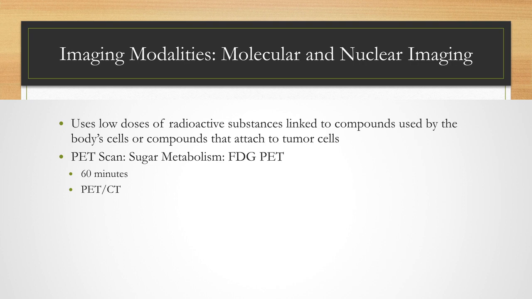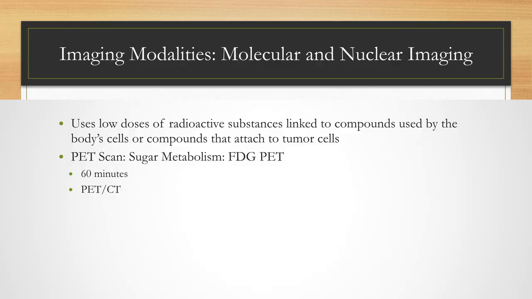And then molecular nuclear imaging is a whole other world within radiology itself. It uses low doses of radioactive substances linked to compounds that the body normally uses. The most common one in cancer imaging is called PET scan. Basically, it's just putting something radioactive on a sugar molecule to make it really simple. The technologist injects this compound, and then you wait 60 minutes to see what parts of your body take up that glucose.